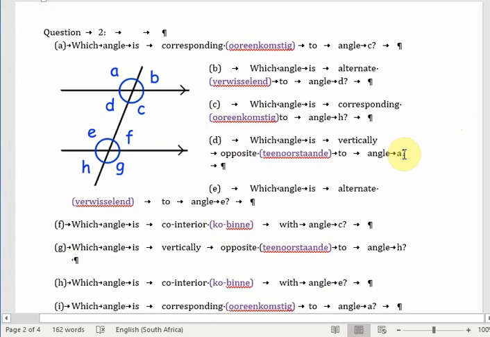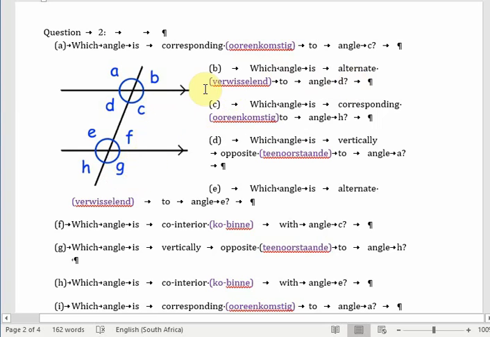Then for question 2, in this diagram, which angle is corresponding to C? So corresponding means where can we find an F? There's an F and then the two angles that are at the same place relative to all the lines. So C and G are at the same place. So C en G is ooreenkomstig met mekaar.